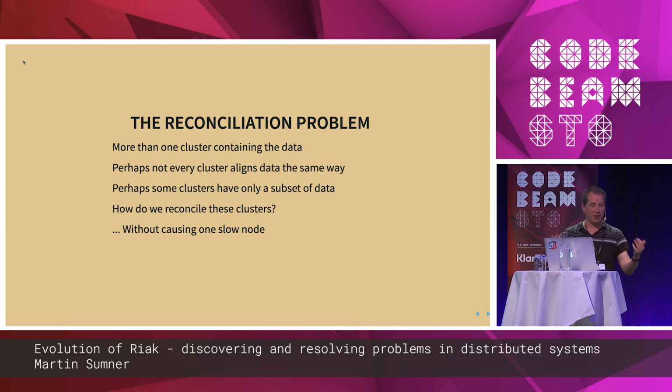So how do we actually reconcile those clusters without creating a huge amount of load? What we found in the NHS when we first went live with Riak is that the majority of the hardware resource on the cluster was actually spent on reconciliation with the key listing for full sync, and eventually we just had to turn it off to get rid of that problem.